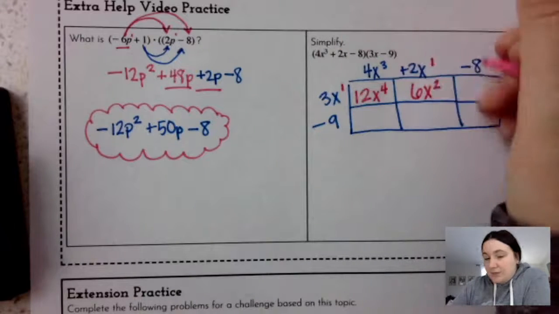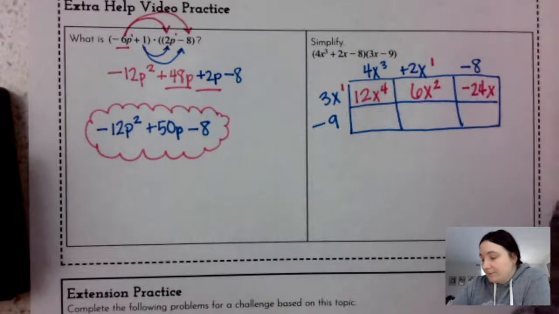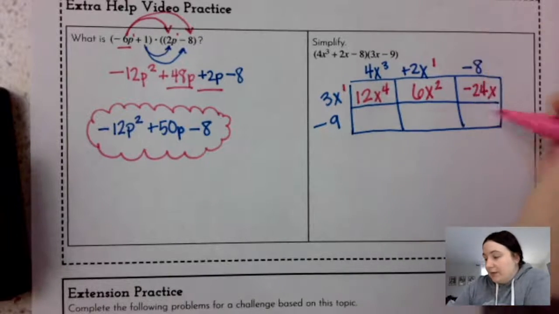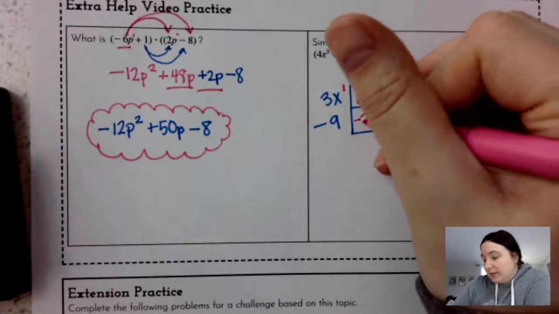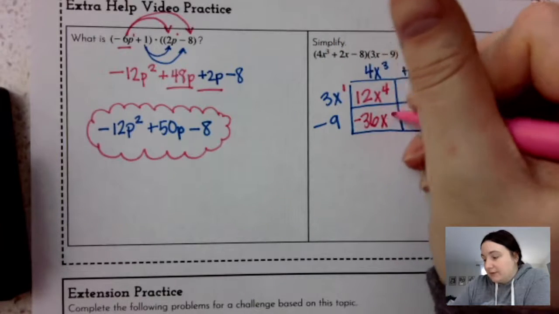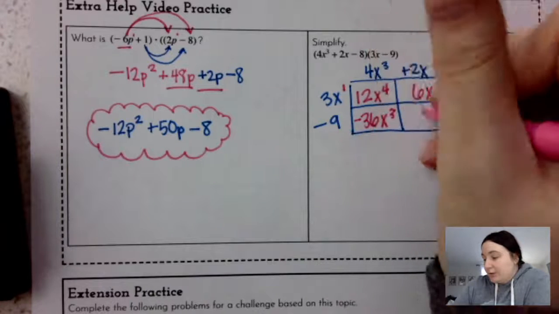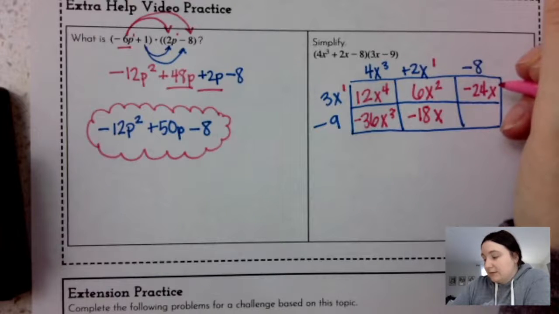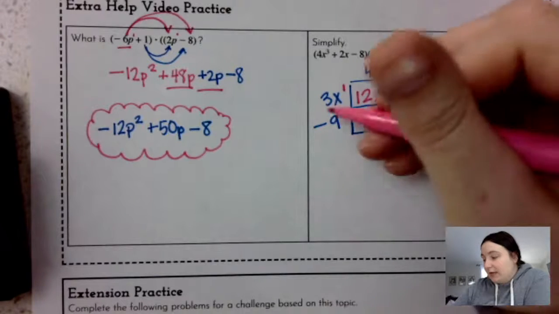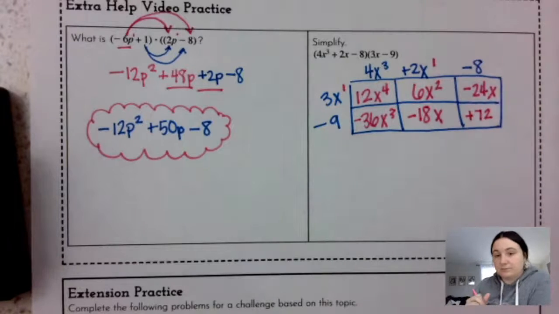Negative 8 times 3 gives me minus 24, and I have 1x. Then go down here. 4 times negative 9 gives me negative 36, and then I have x to the third. 2 times negative 9 gives me minus 18, and I have 1x. And negative 8 times negative 9 is positive 72.